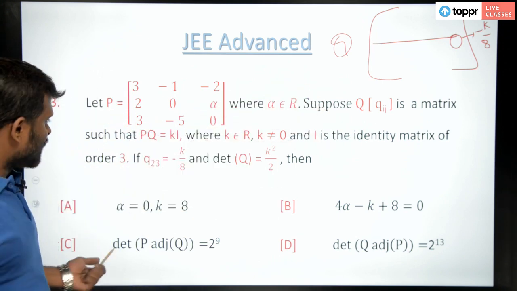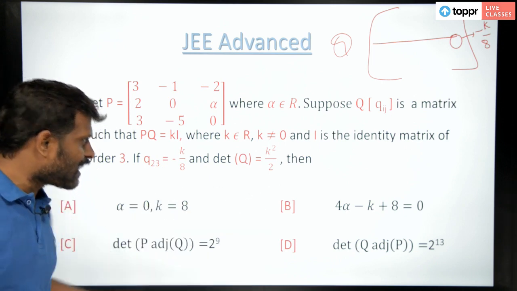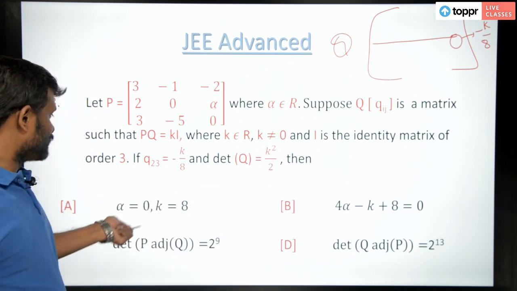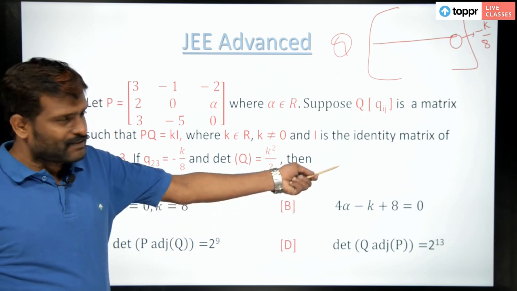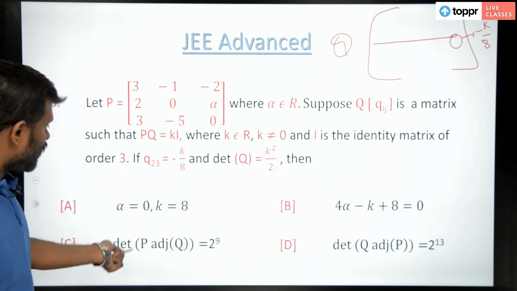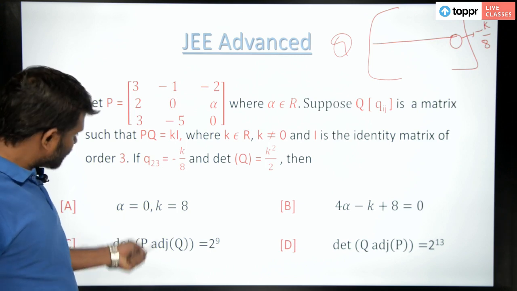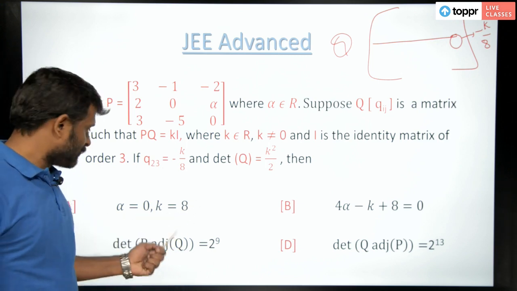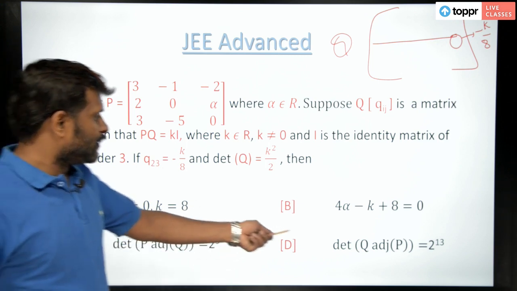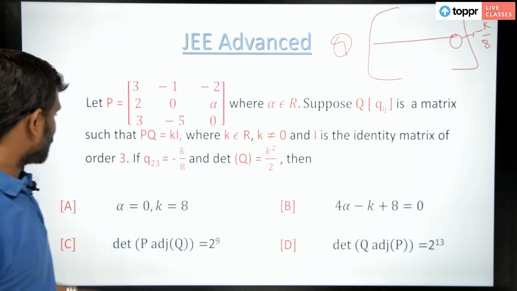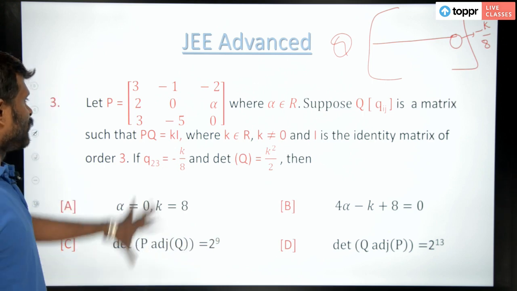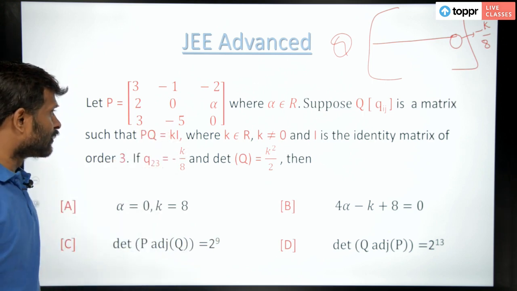Then he is asking us to check which of these are true. One is alpha is 0 and k is 8, or 4 alpha minus k plus 8 is equal to 0, or determinant of P times adjoint of Q is equal to 2 power 9, or determinant of Q times adjoint P is equal to 2 power 13. So, we have to check which of these are true for this matrix, right.